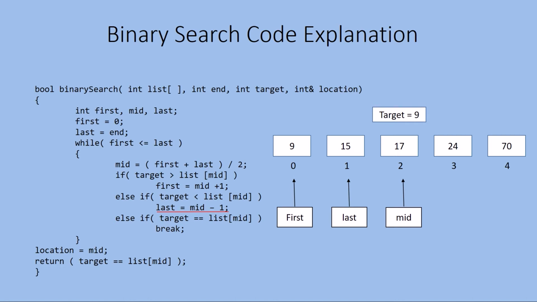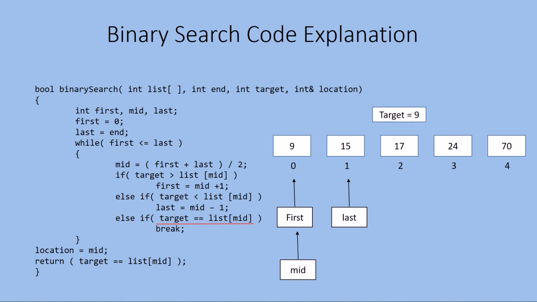Loop back again. Calculate middle: 1 plus 0 divided by 2 equals 0.5. Because this is an integer, it will equal to 0. Middle is equal to 0 here. Compare with target. Now target is the same as middle. We found the target. Quit the loop, store the location of middle and return the result.